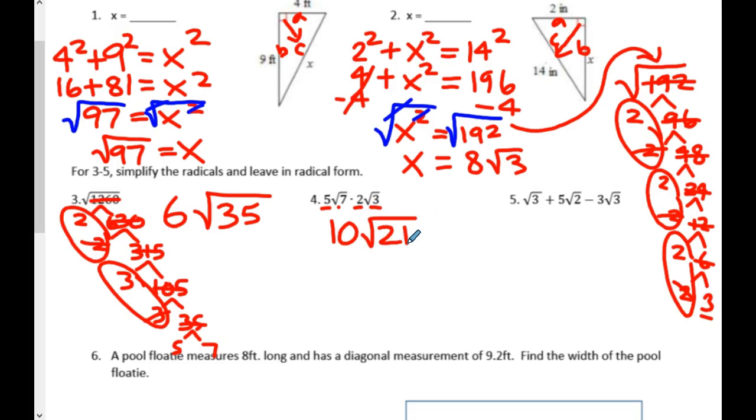Okay? On number 5, you can only combine like terms. So 1 square root of 3 minus 3 square root of 3. Those are like terms. So let's combine those. 1 minus 3, negative 2 square root of 3. And the one that's different, you bring it down. Plus 5 square root of 2. Okay, that's it.